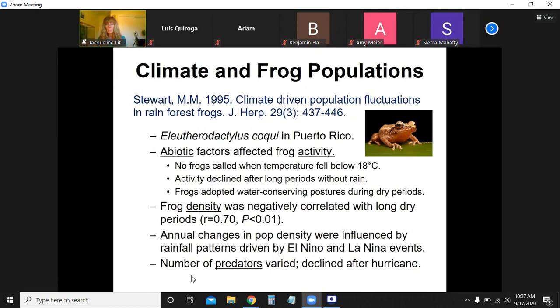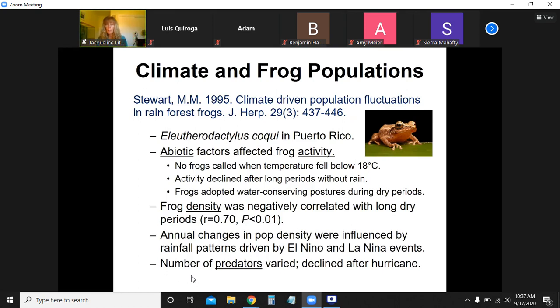The activity itself declined after long periods without rain. So on a longer time scale, when there were dry periods, they would stop calling. And what they actually did was adopt these water conserving postures during the dry period. They don't want to lose all the moisture across their skin surfaces, so they would hunker down and close their legs close to their bodies. So clearly there are impacts of those abiotic factors on the activity of the frogs.